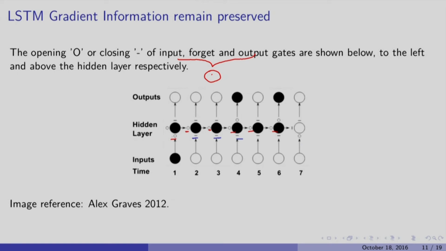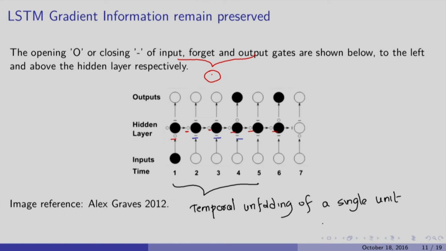Note however that all this is only the temporal unfolding of the network. In fact, it is a temporal unfolding of a single unit. And this is all done in the spirit of RNN that we have already discussed. So gradient information thus is also preserved. You do not unnecessarily backpropagate gradient when there is no need.